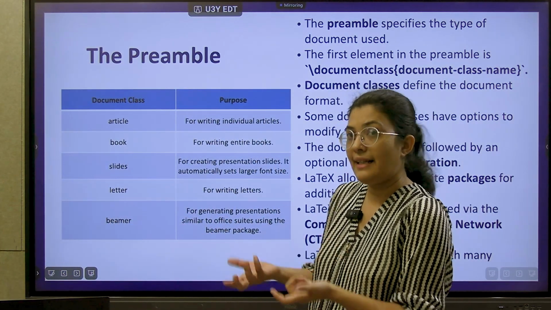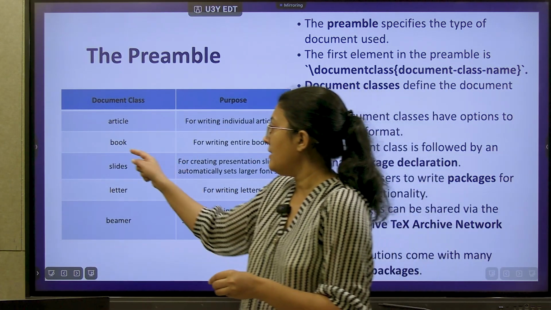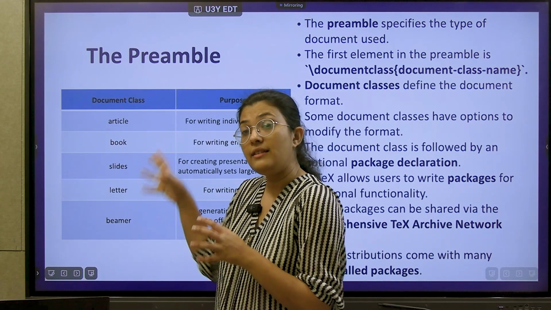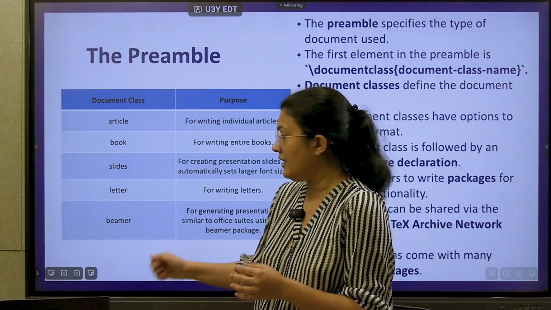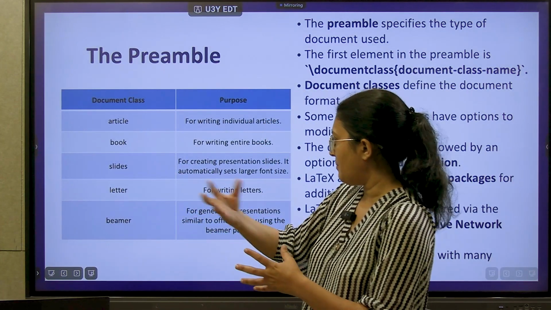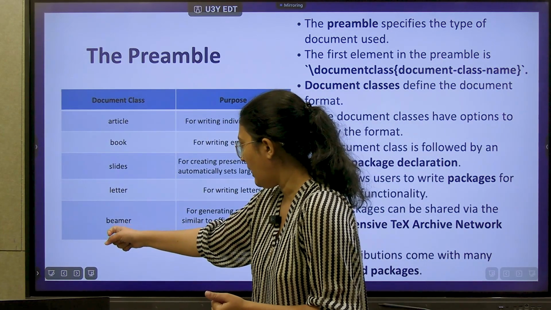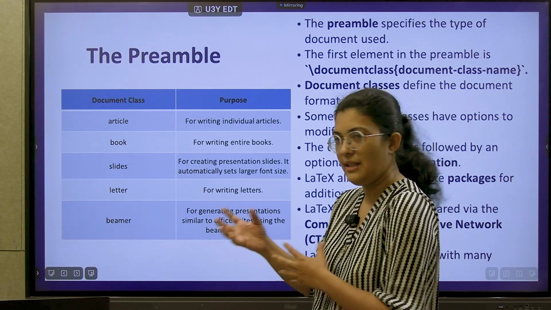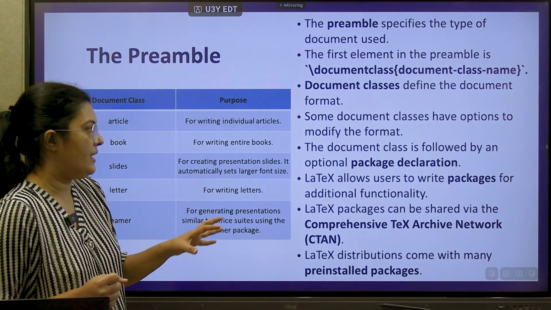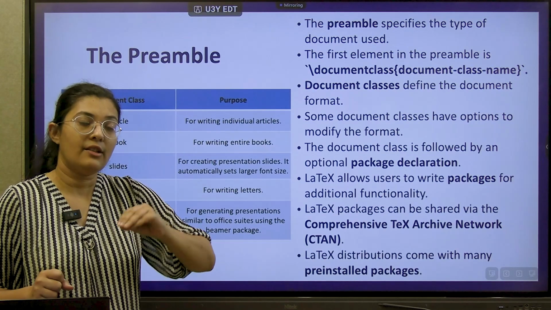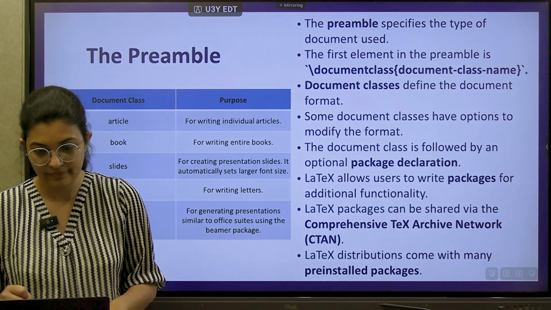If your document is an article, then you have to give article, right? If you are writing a book, then you give the document class book, right? This class is useful to provide the appropriate formatting according to the class. So if you have slides, that is presentation slides, or if you are writing a letter, then there is a class for that, and there is Beamer for generating presentations similar to other software. So these are some of the document class options available, and according to that, it will automatically format your content. For that, this class is very useful.